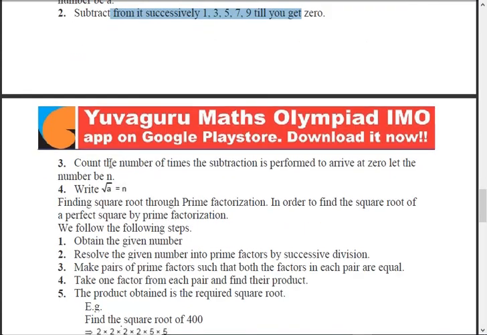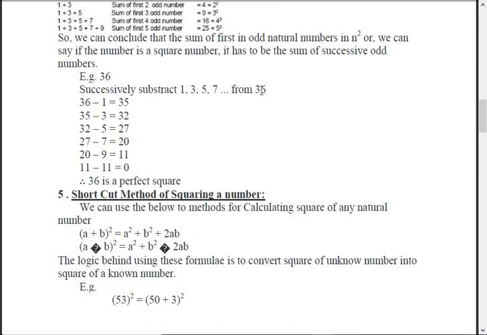Count the number of times the subtraction is performed to arrive at 0. Let that number be n. Then the root of a equals n. See this example, we just did it: 36 minus 1, then minus 3. How many times have you done this? 1, 2, 3, 4, 5 and 6, up to 0. So 6 times. So 6 is the square root of 36.